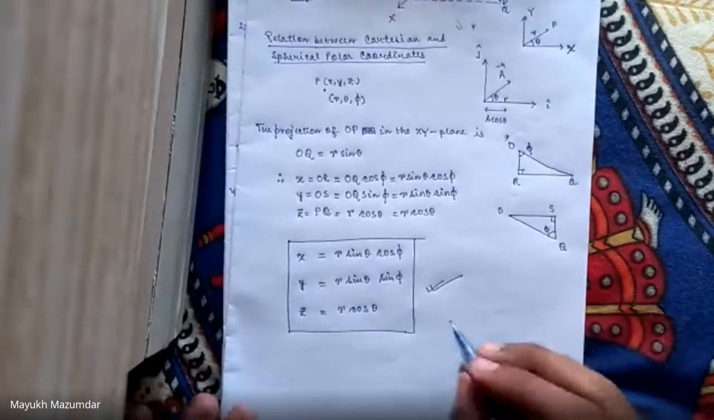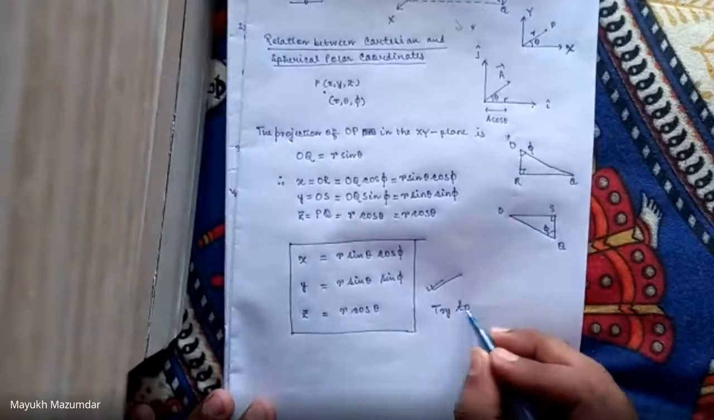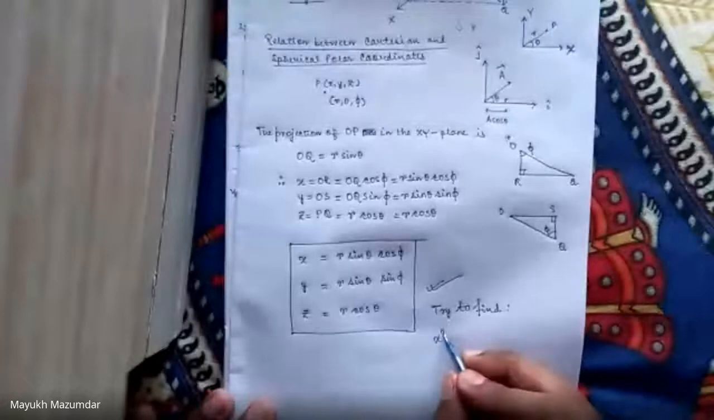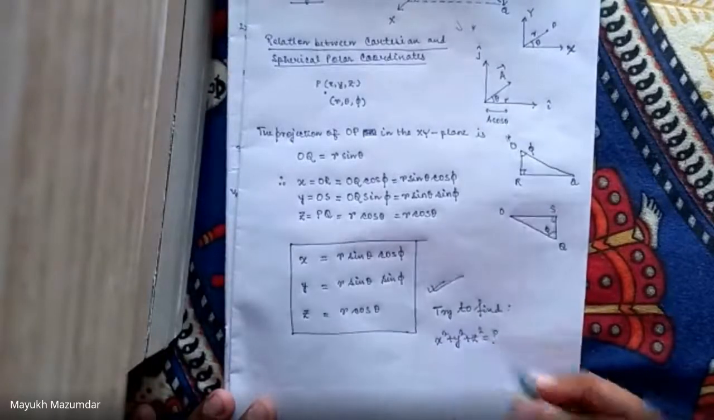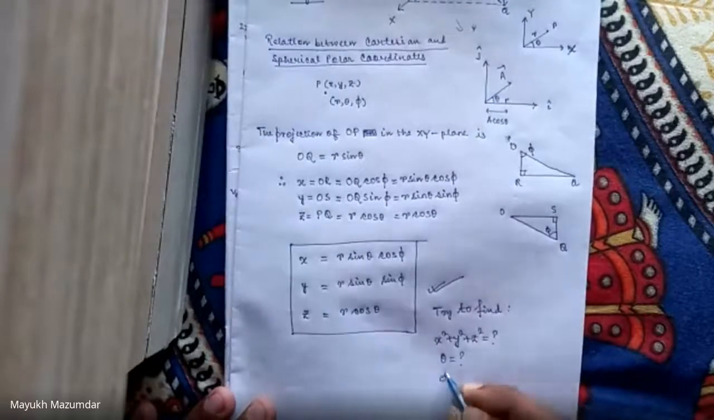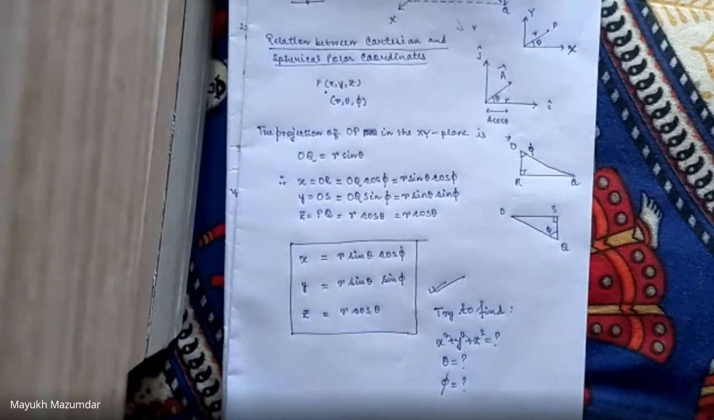And it's your homework. Try to find what this thing is equal to, and what are the values of theta and phi. Okay, so this would be your homework. Clear, everyone?